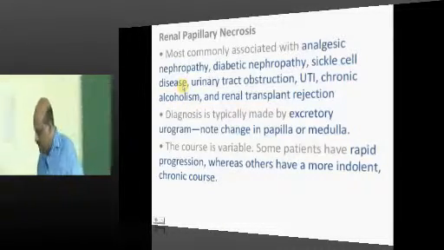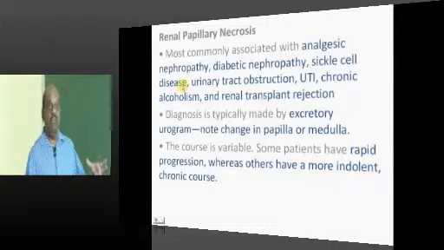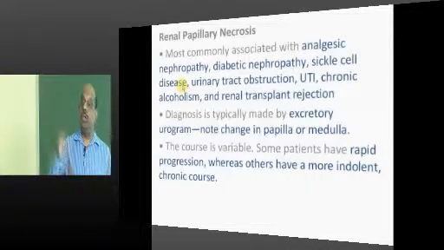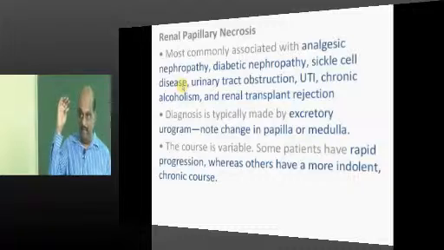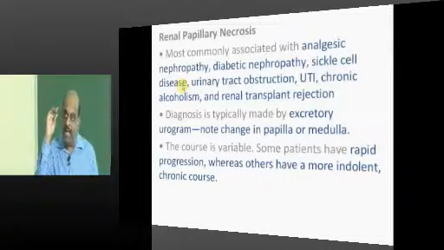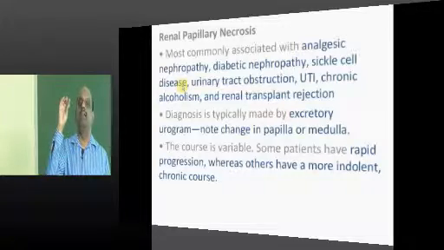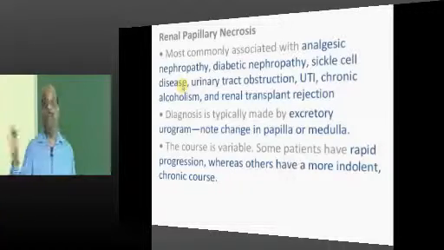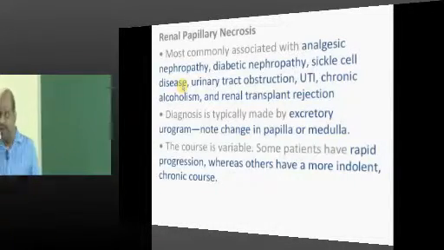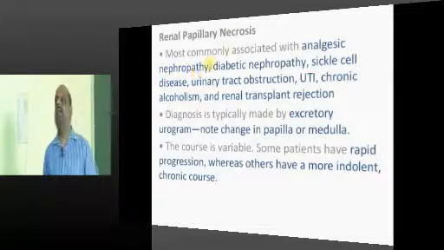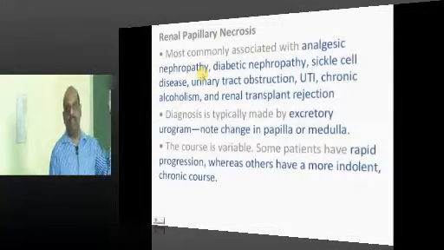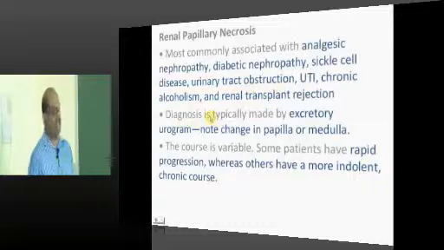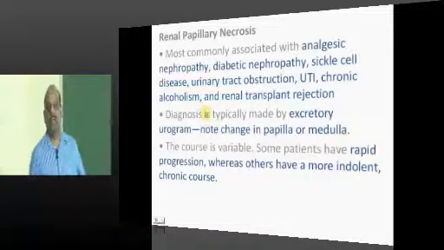Now doctor, you know what is meant by pelvic calyceal system in the kidney. So you have an idea what is meant by renal papillae. This papillae can undergo necrosis in certain pathologies. Which entities lead to development of renal papillary necrosis? It's an entity where papillae typically get necrosed. Analgesic nephropathy, diabetic nephropathy, sickle cell disease, UTI, and urinary tract obstruction, chronic alcoholics and renal transplant recipients.